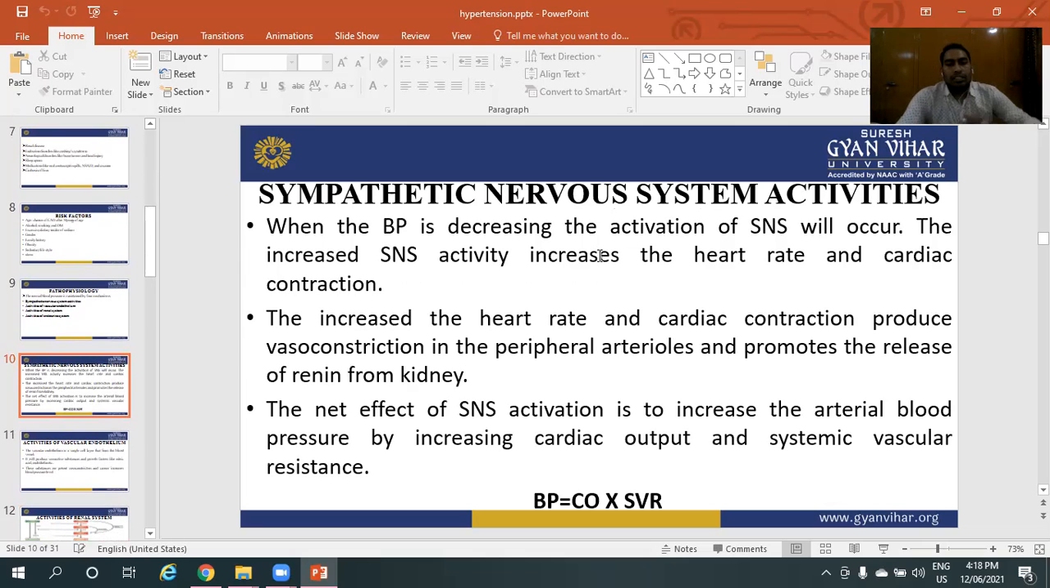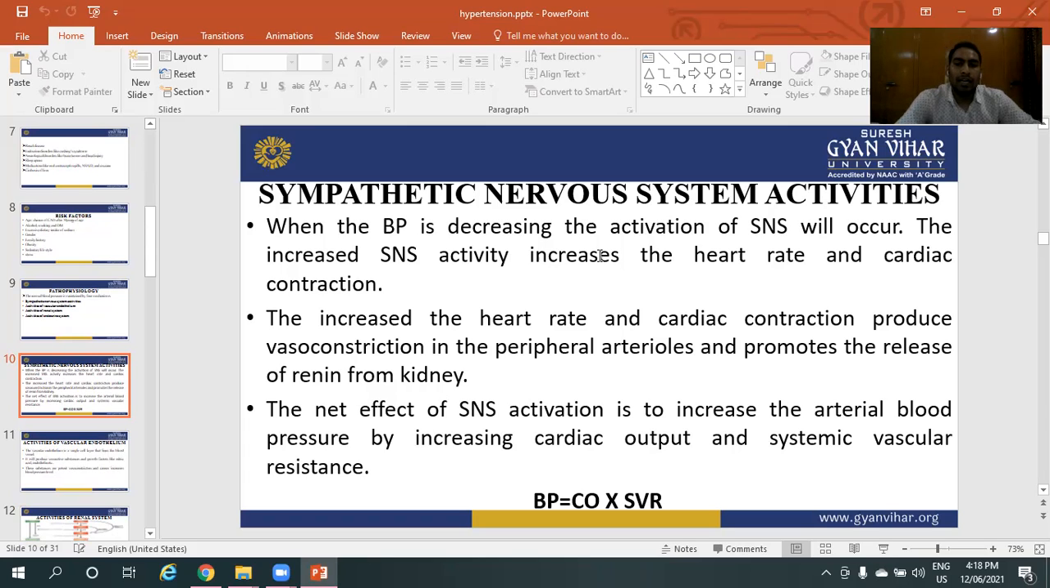First is sympathetic nervous system activity. When the blood pressure is decreasing, activation of the sympathetic nervous system occurs. Increased sympathetic nervous system activity increases the heart rate and cardiac contraction. So the sympathetic nervous system plays an important role in blood pressure.